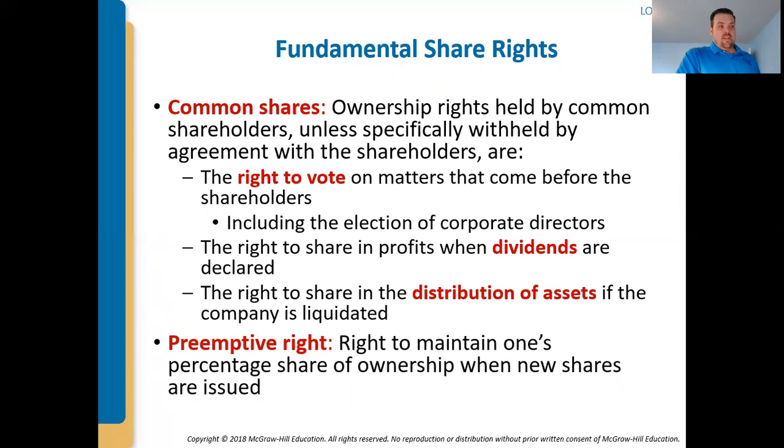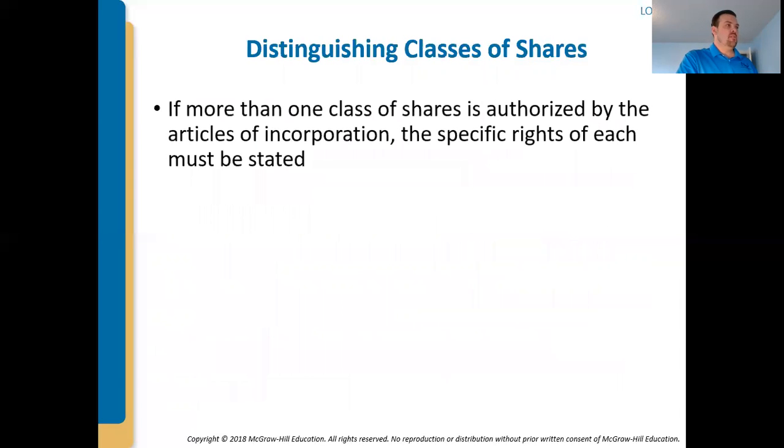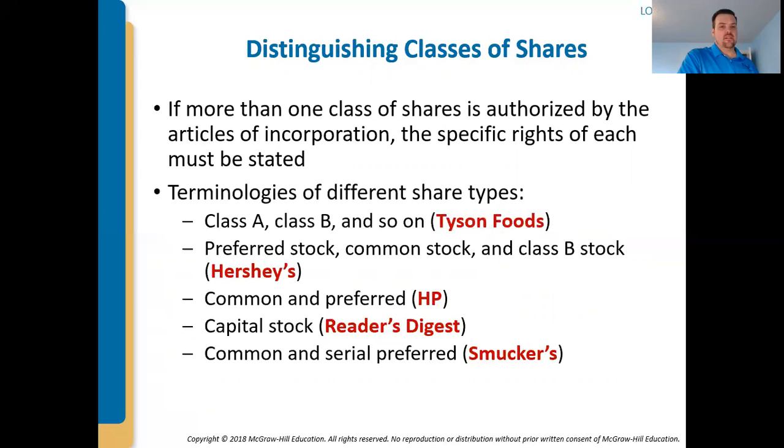They also have a preemptive right, the right to maintain your percentage share of ownership when new shares are issued. So that means if you own 10% of an organization and they decide to issue new shares, you have the right to purchase enough to maintain your 10% ownership in the organization. If more than one class of shares are authorized, then specific rights of each must be stated. There can be class A, B, C, there can be preferred and common, and these are just different companies that do different things.